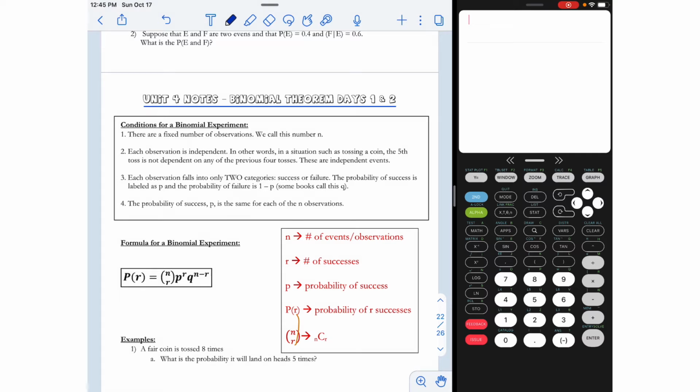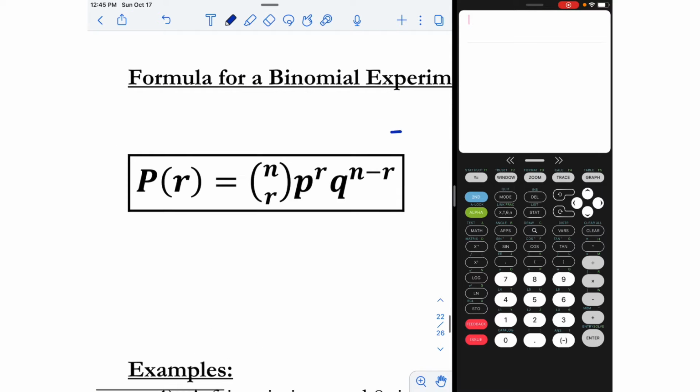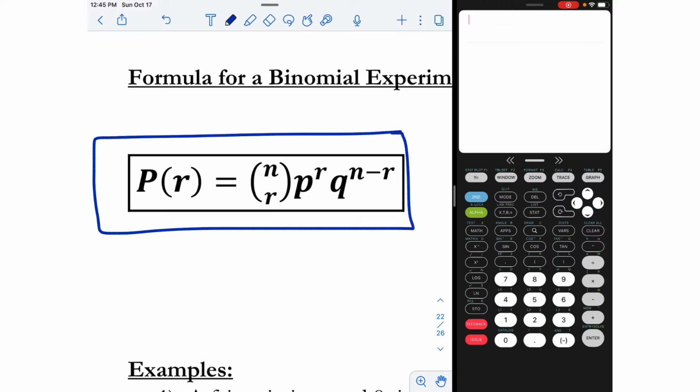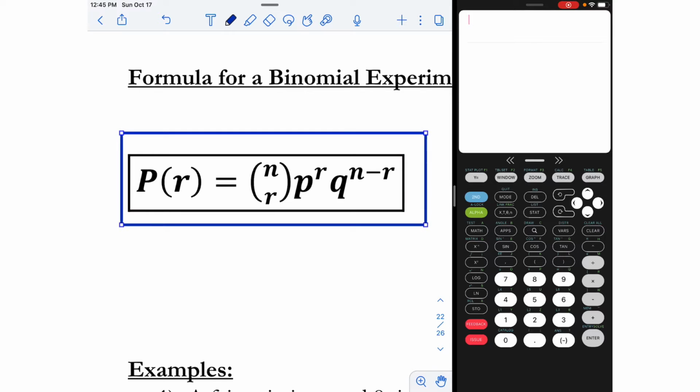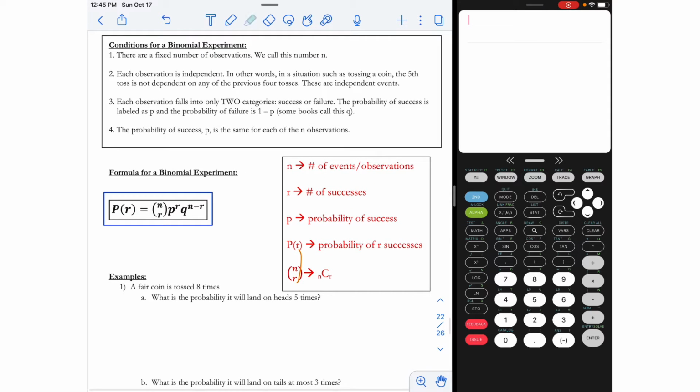So, binomial theorem, it looks really scary. It is a formula. You will have to know the formula, but there are so many easy ways to memorize this formula. It just looks scary because it has a lot of letters, but we're going to talk about what it means and how easy it is to set up.